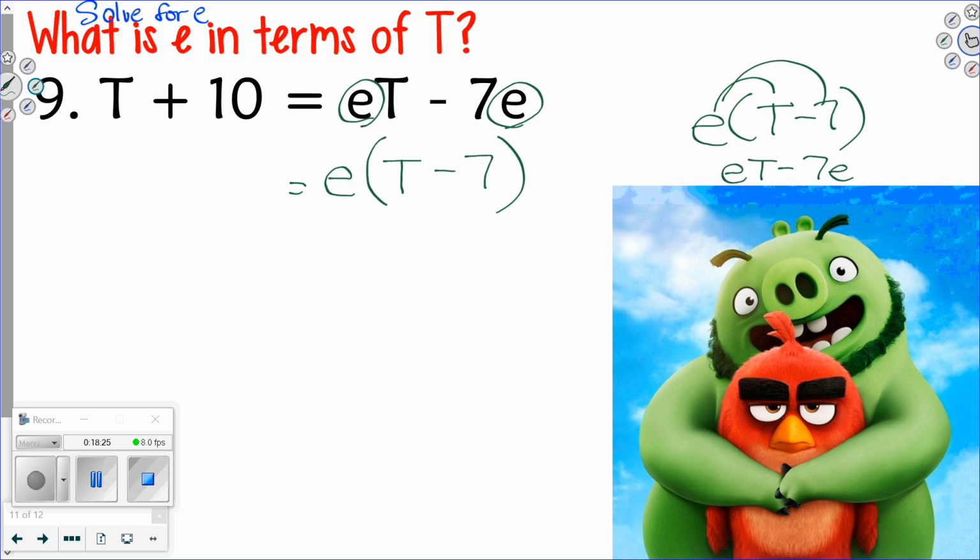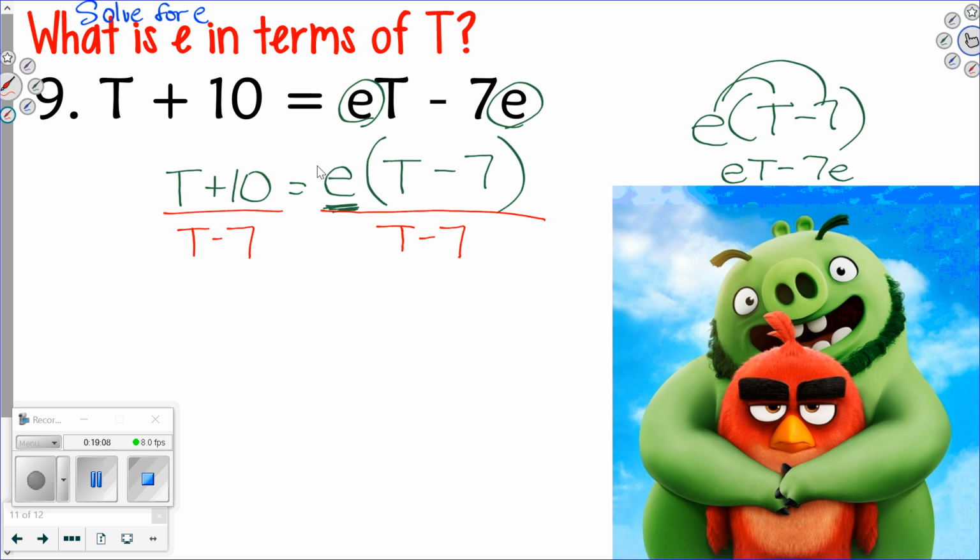Well, hold on, let's rewrite the rest of my problem. I still have T plus 10 over here. What variable are you trying to get by itself? E. So what do you need to get rid of to get E by itself? I don't want T by itself. I want this by itself right there. How is E connected to that? Divide by T minus 7. It's one piece. That's no different than me dividing both sides by a variable. It's just one giant piece.